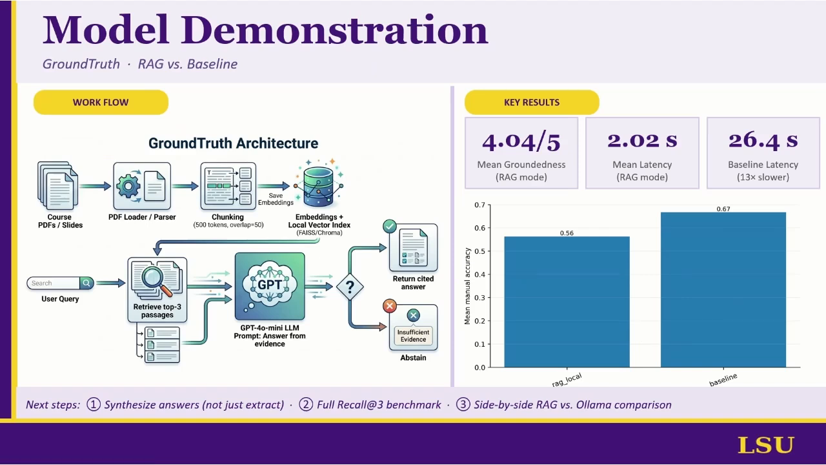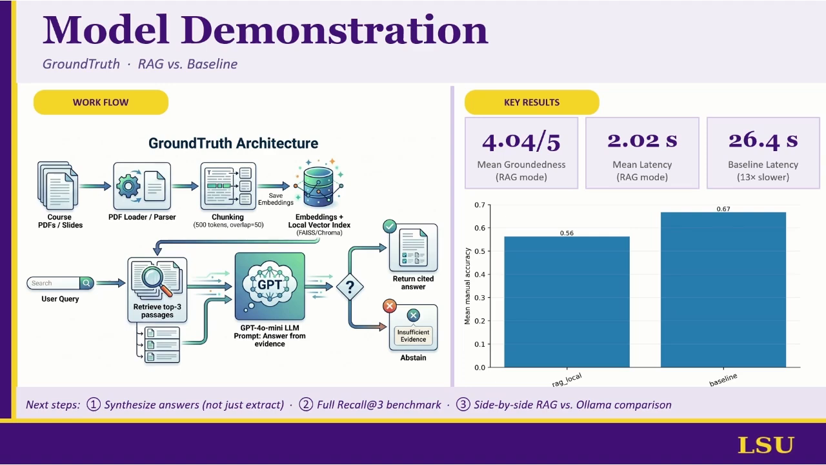This summarizes the model demonstration and the key results. In the demo, the workflow is straightforward. A user enters a course-specific question, the system retrieves the most relevant indexed passages, and then returns an answer grounded in those retrieved sources. The main goal was to compare a retrieval-grounded pipeline against a baseline approach and see whether retrieval improves trustworthiness and usability.